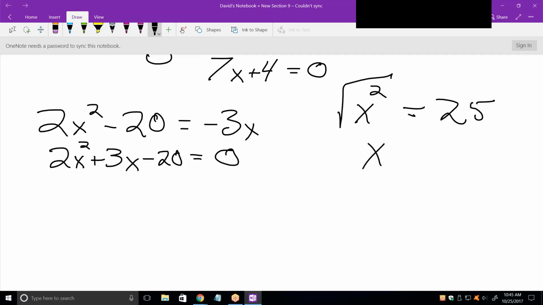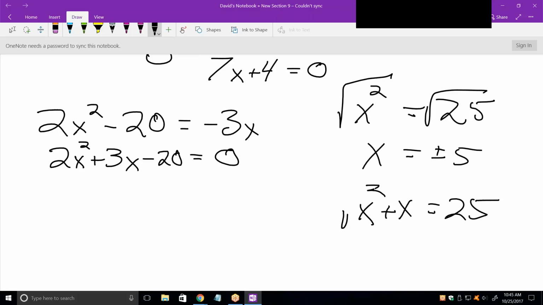In other words, if I take the square root of both sides, I get x, and the answer is plus or minus 5. But if I had x squared plus x equals 25, I can't take the square root. That doesn't equal anything. So if you have an x squared and an x, either you can apply greatest common factor or you have to do a standard quadratic factoring. And there is no greatest common factor here. So we can't use that technique.